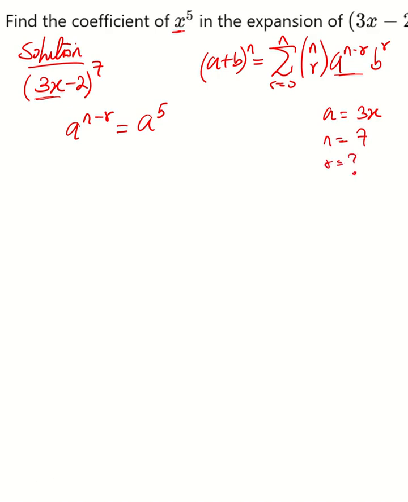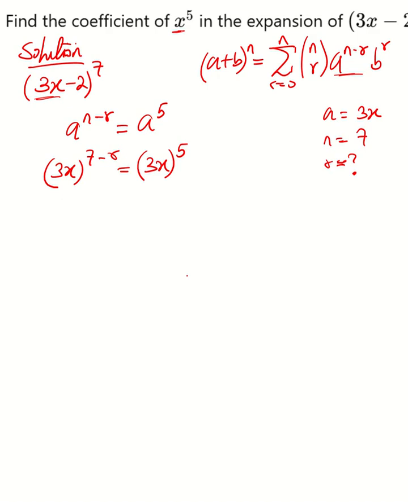So we're trying to get the position of that term of the binomial expansion that will suit for the coefficient of x to the power of 5. So that will be 3x to the power of n, n is 7, right? 3x to the power of 7 minus r equal to 3x to the power of 5.